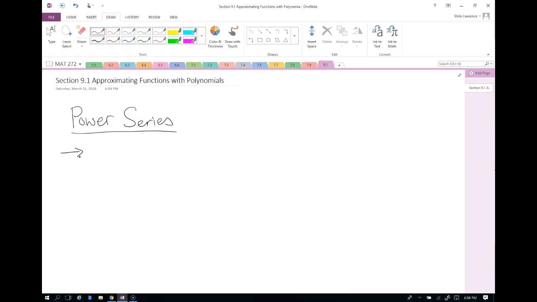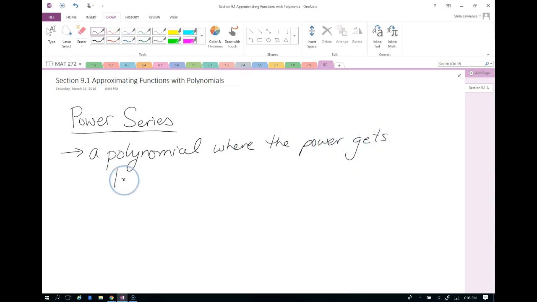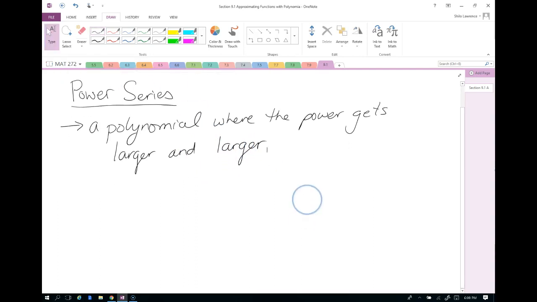So let's start just with the definition of a power series, and basically all this is a polynomial where the power gets larger and larger. And like I said, it could be infinite. We could say that our series is going to go to infinity, or we could choose to just use a few of the terms. If we do that, we're not going to get an exact answer, but sometimes an approximation is good enough.